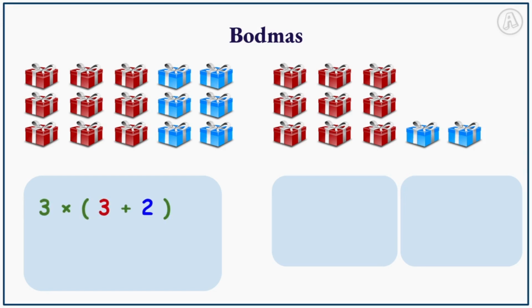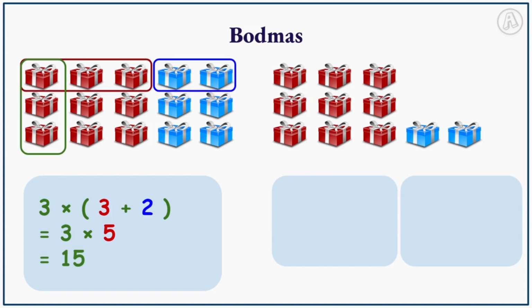If we look at 3 times brackets 3 plus 2, our order of operations would say that we calculate our brackets first. So 3 plus 2 equals 5. 3 times 5 equals 15. So let's see the importance of brackets in the distributive property.